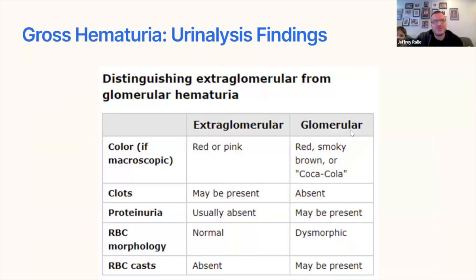And I always thought this is helpful. This is from UpToDate, just distinguishing glomerular versus non-glomerular. Glomerular injuries are usually more of the smoky brownish Coca-Cola urine rather than pure red, but not always. If you have clots, that is most likely post-glomerular.